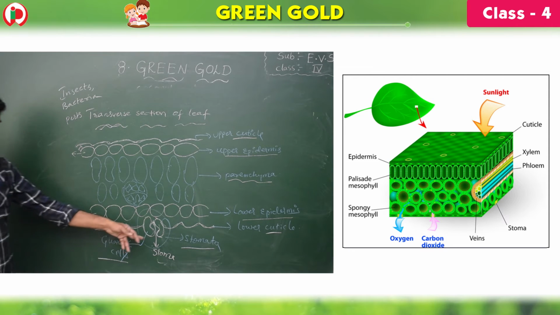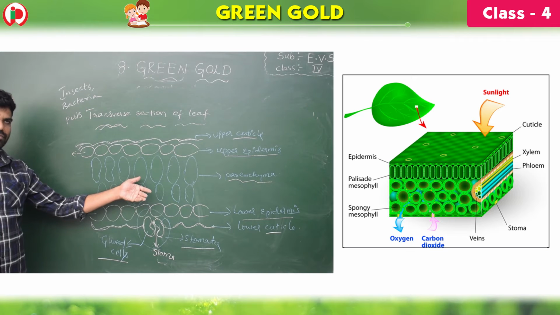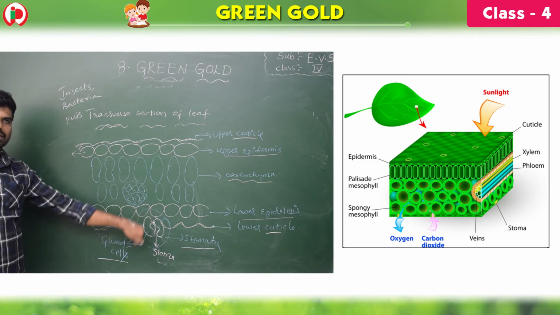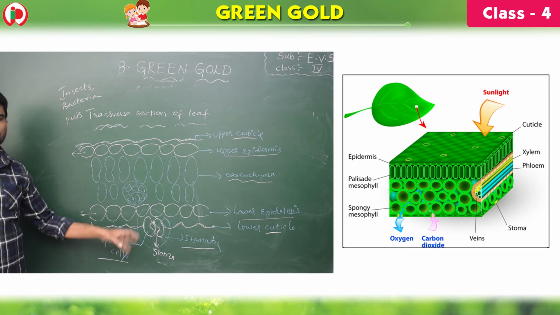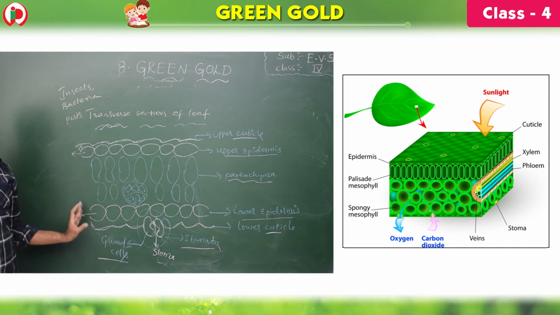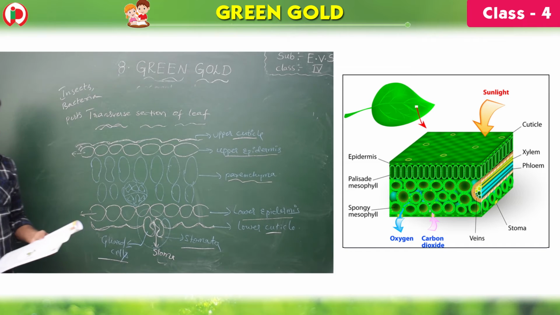Gases like carbon dioxide or oxygen enter into the leaf through this pore, and exit through this pore too. That means exchange of gases takes place. This is a transverse section of leaf, children. So this is about the leaf.